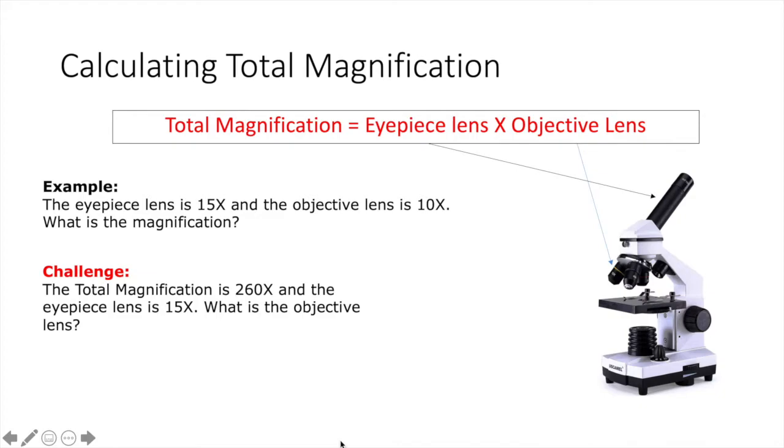So, in this example, we have an eyepiece lens of 15 times, and we have an objective lens of 10 times. So what would the magnification be? Pause the video now and have a go.